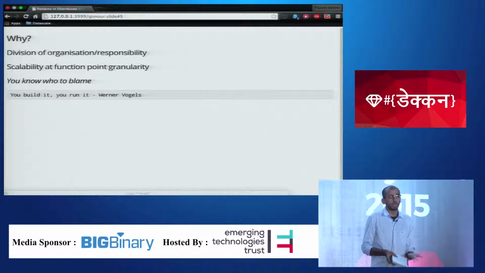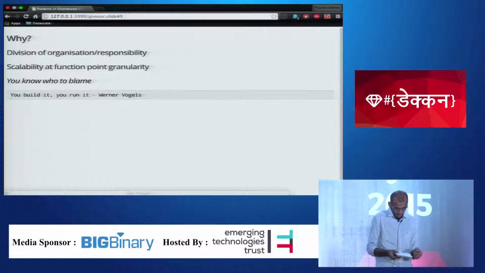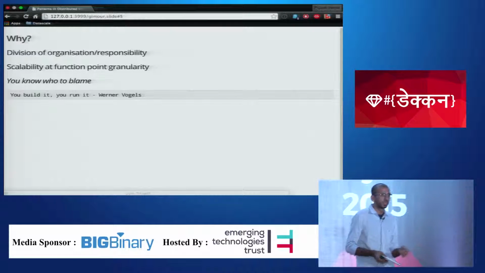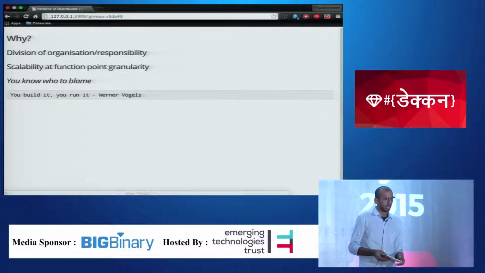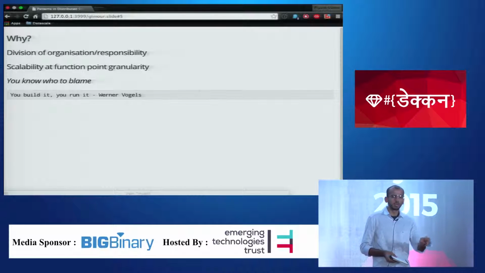Actually, the last one should be the first one. You always know who to blame. Like most of the time, there's a bug that crops up in your system. You spend days and nights understanding who this bug belongs to. Microservice architecture will actually help you do that. So they'll help you understand who is the guy who's responsible for this bug.